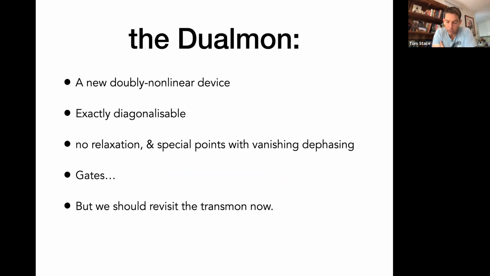And so there's various questions that one can ask. How do you do gates on this kind of thing? How do you lock the system to those points, etc.? But I want to take a step back, and this won't take terribly long. In light of this argument that the superconducting phase is not compact, we really should revisit the transmon and see what happens in that picture.